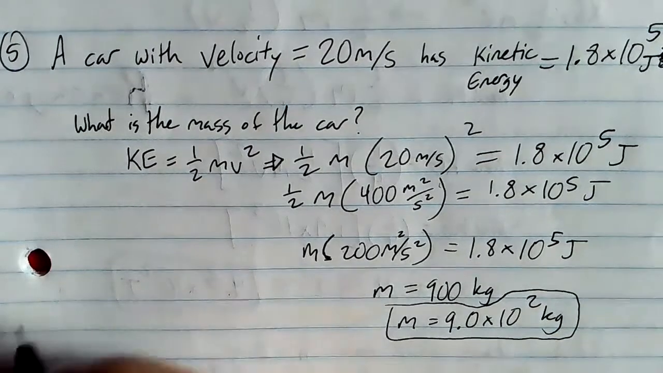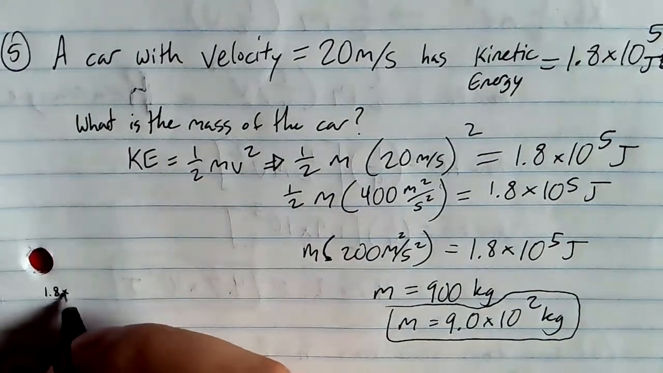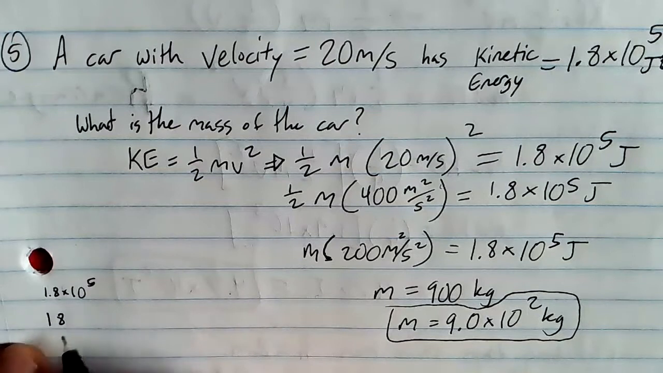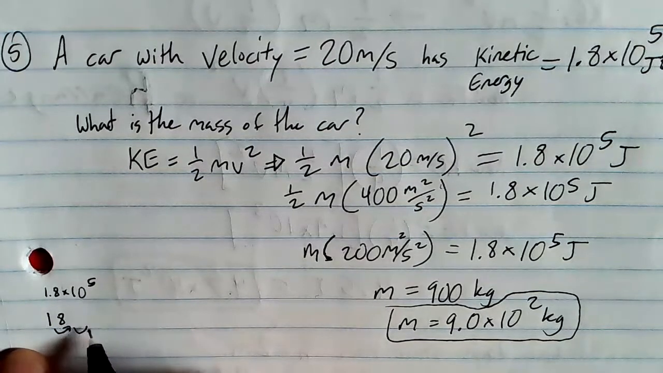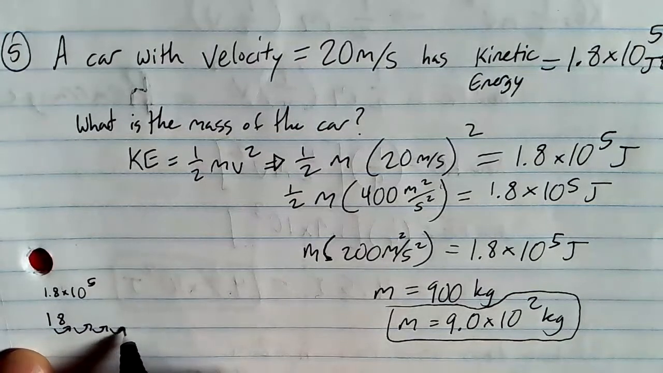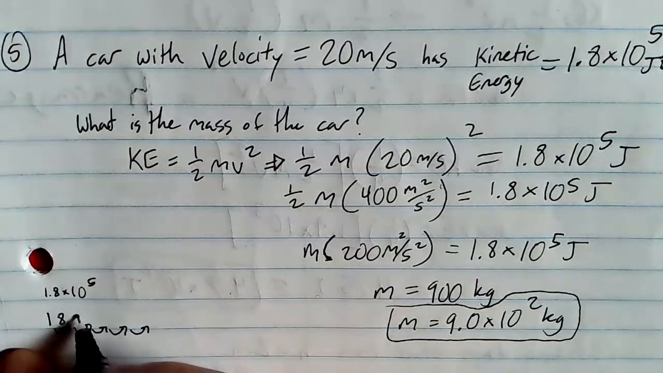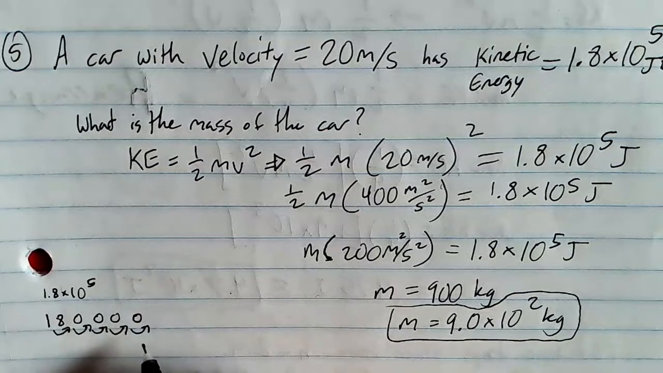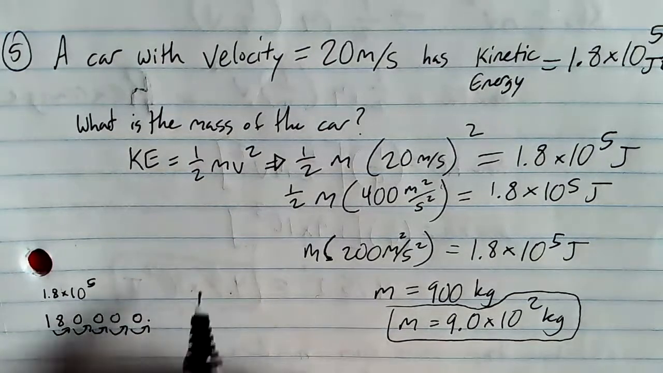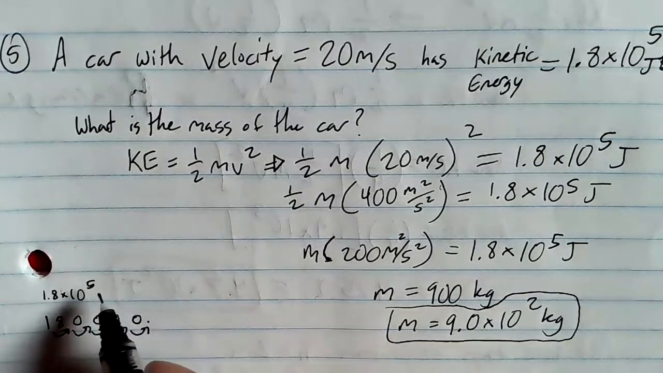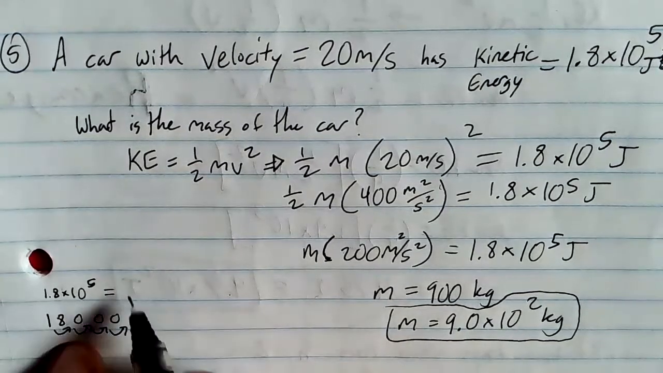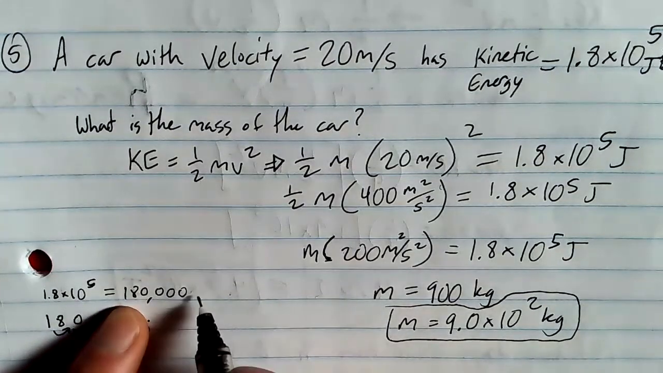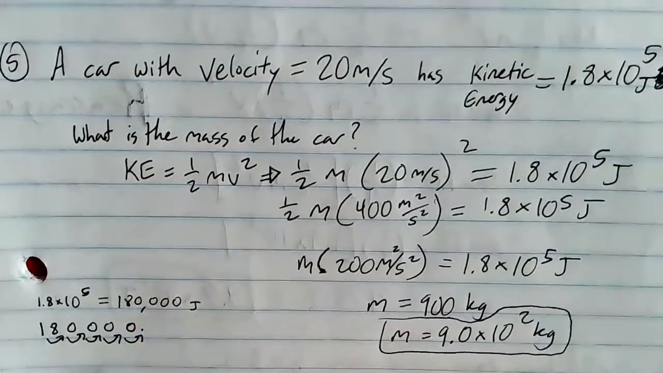And remember, 1.8 times 10 to the 5th is just moving the decimal point 5 times to the right. 1, 2, 3, 4, 5. And every time you move it, you're adding a 0. So 1.8 times 10 to the 5th is the same as 180,000 joules. All right.